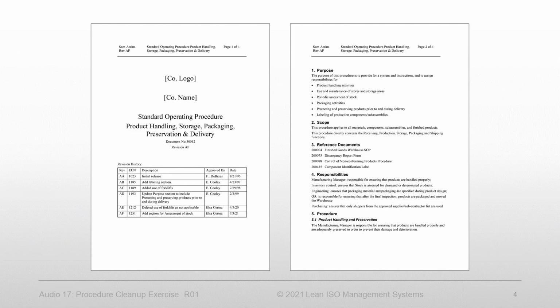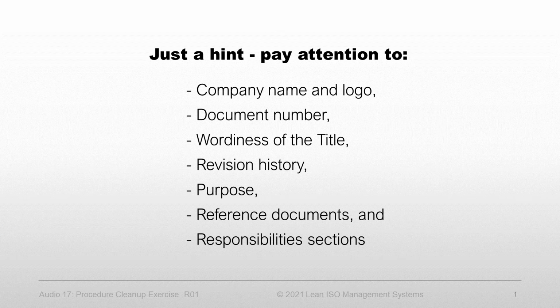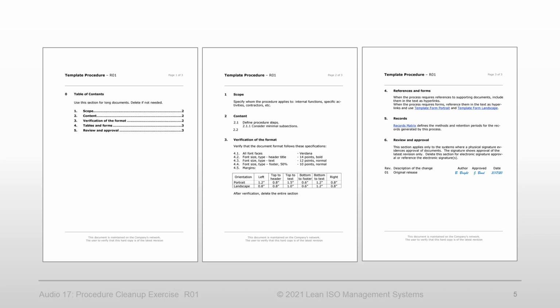Here's the exercise. Review the content of the procedure and look for the waste categories that we already discussed. Think about what information is not value-added and how to eliminate it. Kill all the waste to reduce the word count in the procedure by at least 50%. Just a hint, pay attention to company name and logo, document number, wordiness of the title, revision history, purpose, reference documents, and responsibility sections. When you finish your edits, use our template procedure to record your solution.